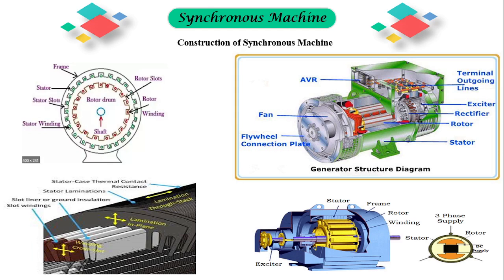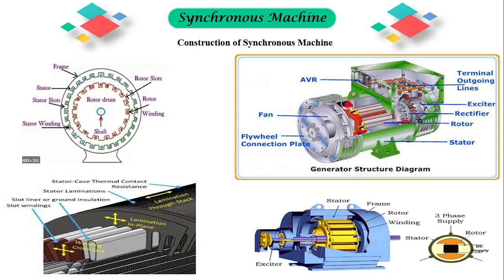2. Rotor. On the other hand, the rotor is the rotating part of the machine. It carries the magnetic field, which can be created either by permanent magnets or wound field coils. If it uses wound field coils, they are connected to an external DC power source via slip rings and carbon brushes. The rotor's magnetic field is the key to inducing a voltage in the stator windings as it rotates.